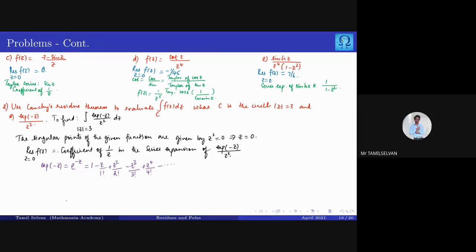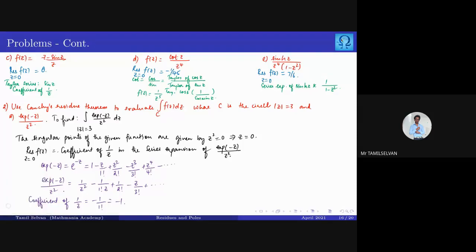So this is your expansion. Now you will have to find out the coefficient in the expansion of this one. So when you divide everything with z squared, you are going to get 1 upon z square minus 1 upon 1 factorial times z plus 1 upon 2 factorial minus z upon 3 factorial, and it goes like this. So from this, if you calculate the coefficient of 1 upon z, it is going to be minus 1 upon 1 factorial, which is nothing but minus 1, right? So we have calculated till this.